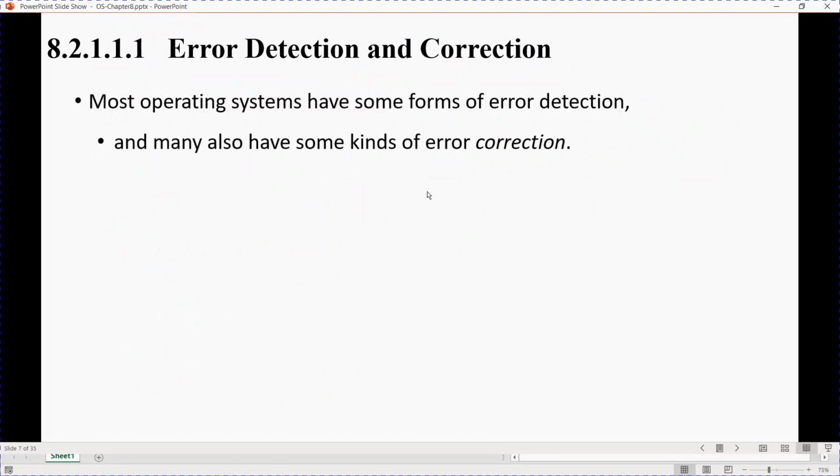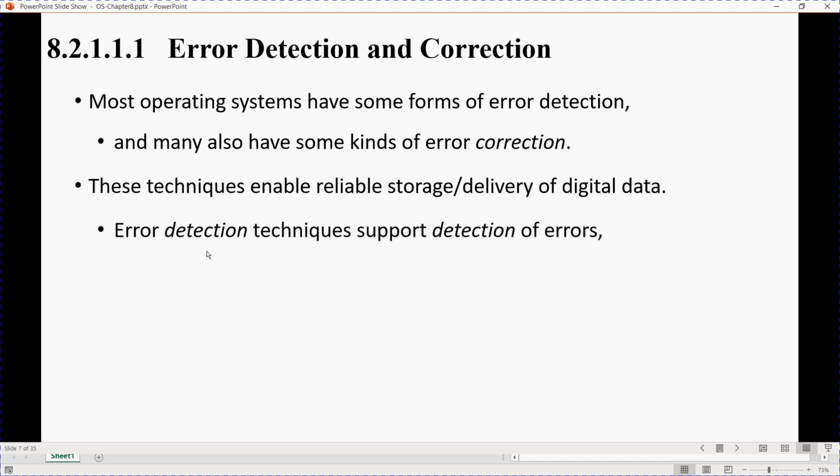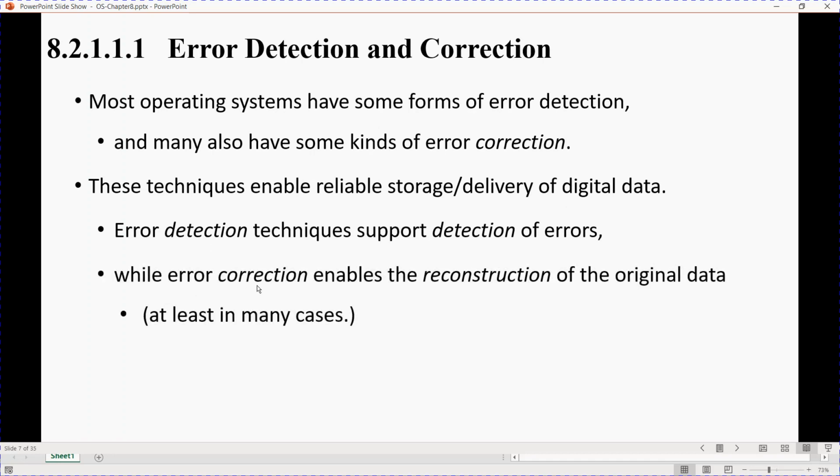Most operating systems have some kind of error detection, and most of them have some levels of error correction. These techniques enable the reliable storage and delivery of digital data. Error detection techniques, of course, support the detection of errors, and error correction enables the reconstruction of original data that might have been corrupted.